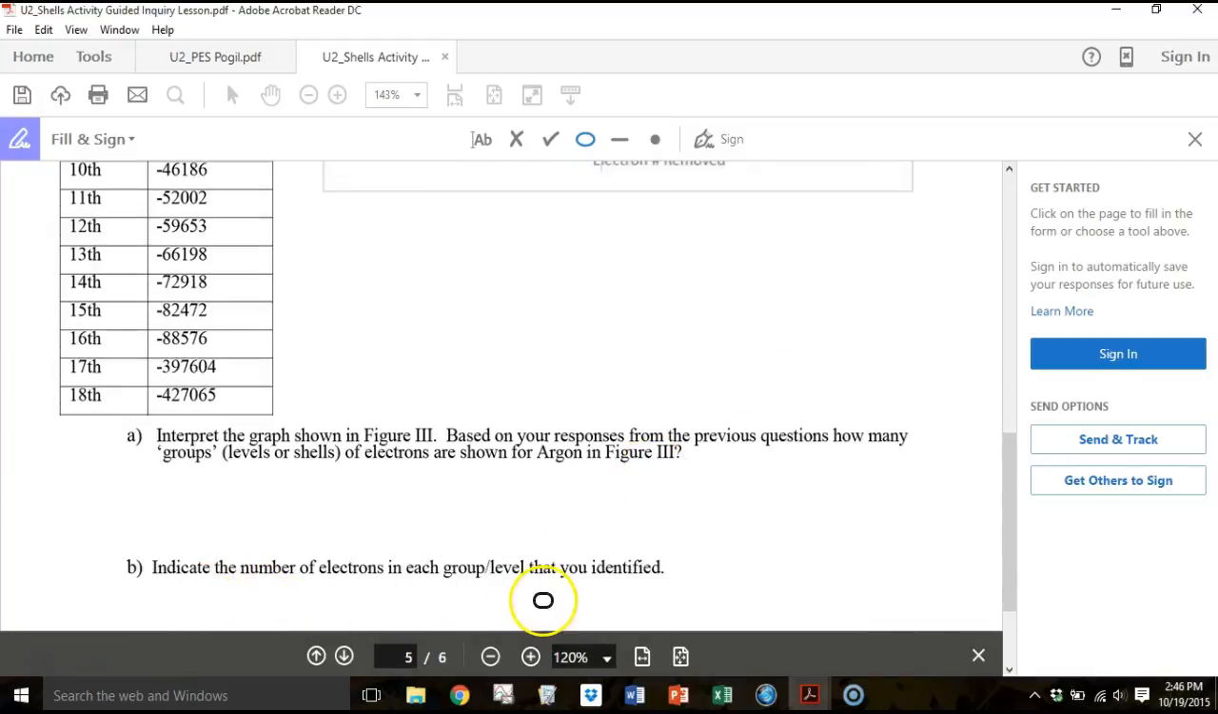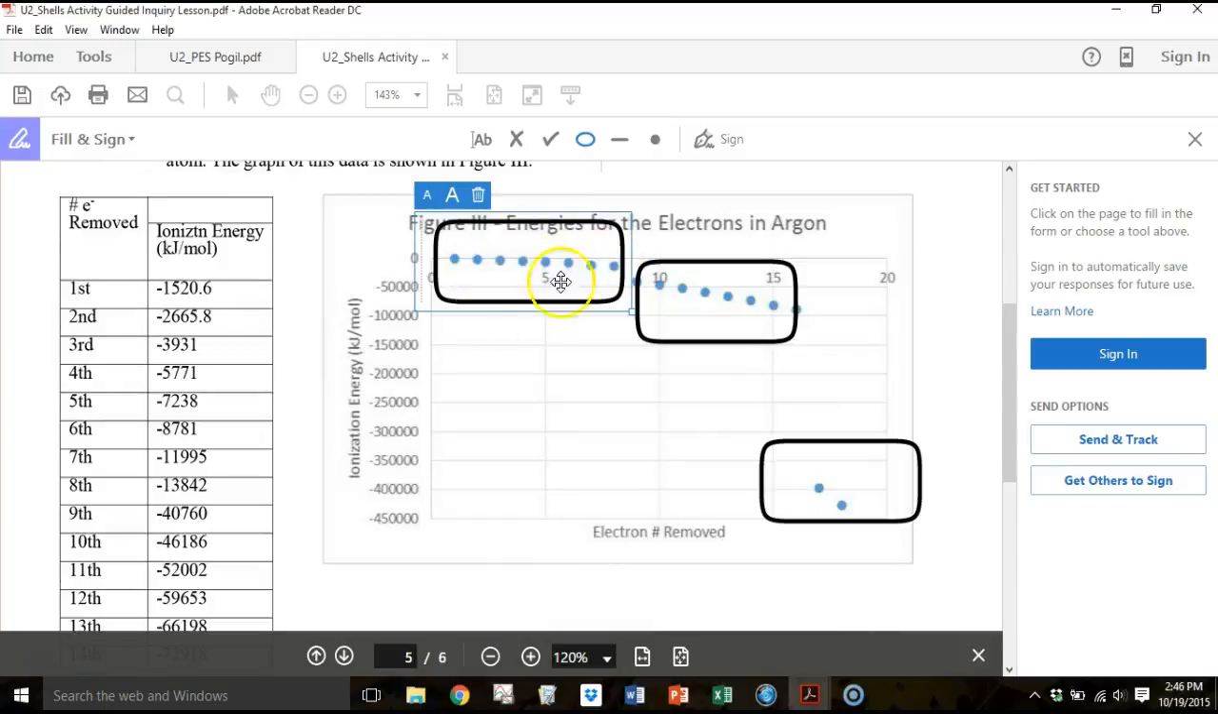Indicate the number of electrons in each group. Okay, so this has 8, this one has 8, and this one has 2. So notice the greatest, and again, these are plotted with negative values as represented in where they'd be in the actual atom itself. The greatest negative value means the most difficult to remove. So most difficult to remove, we've got 2, so that would imply closest to the nucleus. These we've got 8, and then these we've got 8.